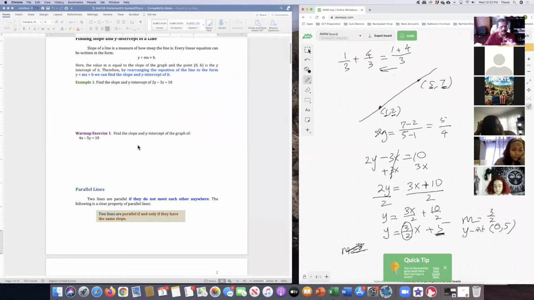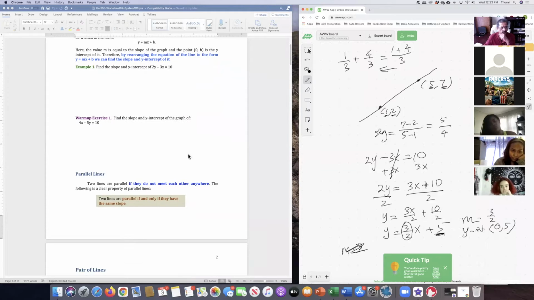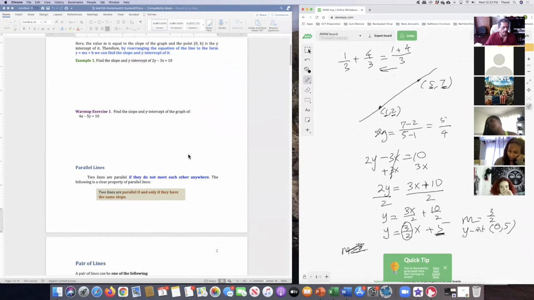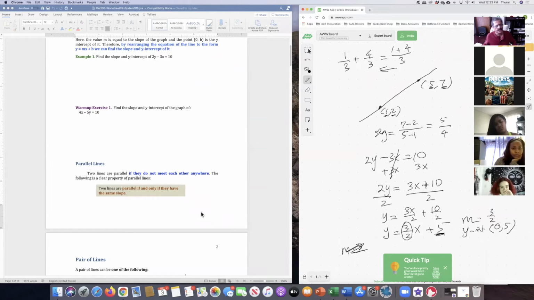Let's skip the warm-up exercise. This is all basic stuff. I'm sure you know that already. Parallel lines. We need to understand everything about lines, pair of lines. If you have two lines, what are the possibilities? That's what we need to understand here.